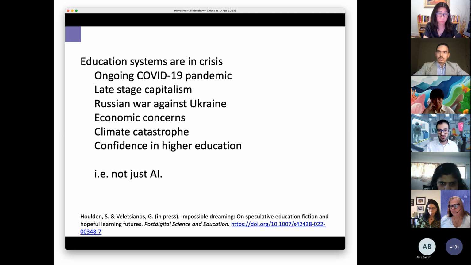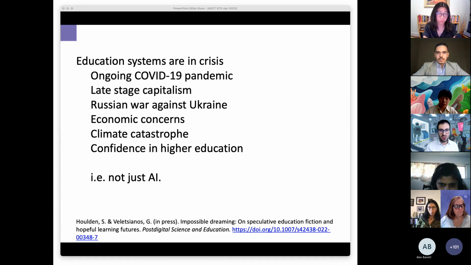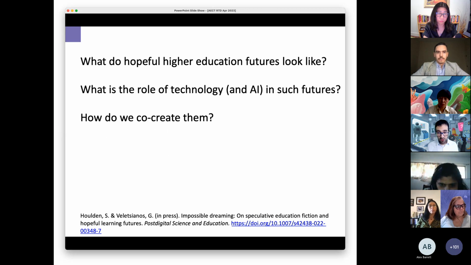of all sorts of other pressures that they're facing, right? The ongoing pandemic, late-stage capitalism, the Russian war against Ukraine, economic concerns, climate catastrophe, confidence in higher education declining. All of these are pressures facing our education systems. So when we try to imagine what our future education systems look like, I would suggest that we focus on developing hopeful education futures that may or may not embed AI, but center our imagination on the hopeful parts rather than on the technological part. And of course, AI may be part of those futures, but that shouldn't be our priority.